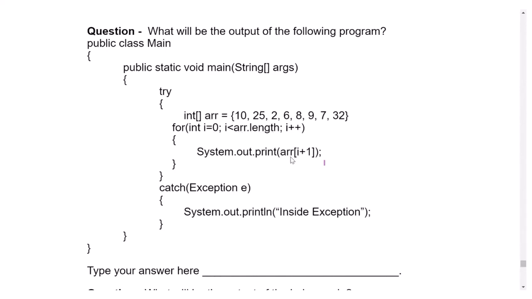But here what we are doing is printing array index number, which means the iteration number plus 1. The problem is that initially what will be printed is 0 plus 1. So initially it will start by printing 25, because i is 0, plus 1 becomes array[1], so 25 will be printed. After this 2, then 6, then 8, similarly 9, 7 and 32.